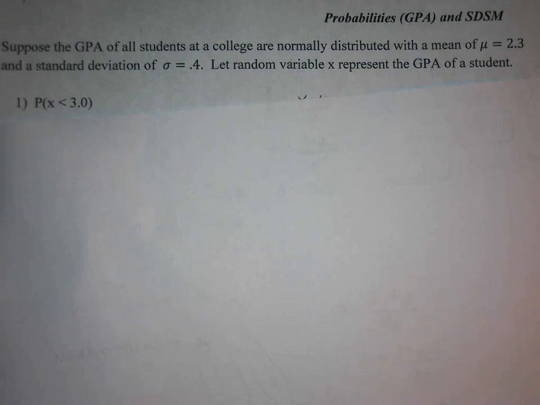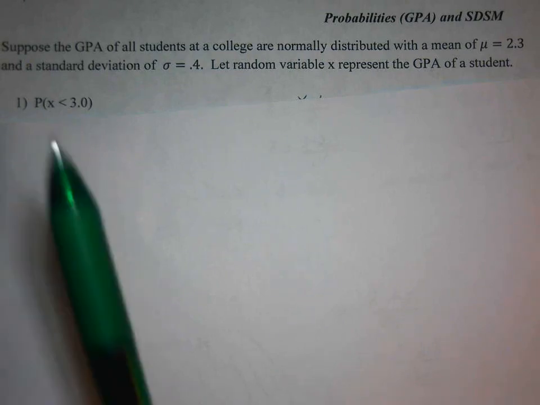So the example I give you: suppose the GPA of all students at a college are normally distributed with a mean of mu equals 2.3 and a standard deviation of sigma equals 0.4. Let random variable x represent the GPA of a student. And we want to find the probability that x is less than 3.